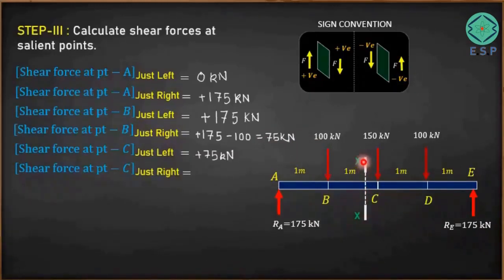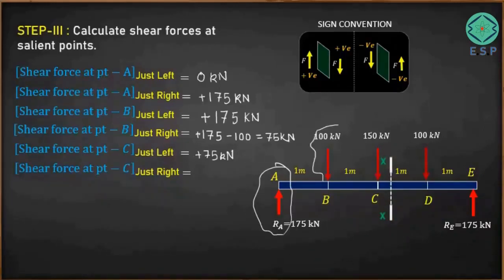Now we will move this reference plane XX to the right hand side of the point C. That is called a shear force at point C just right. So when you move it just right to the point C, it will be somewhere here, and now it will cover this shear force, and this shear force. So there are three shear forces, 175 upward and 100 and 150 downward.